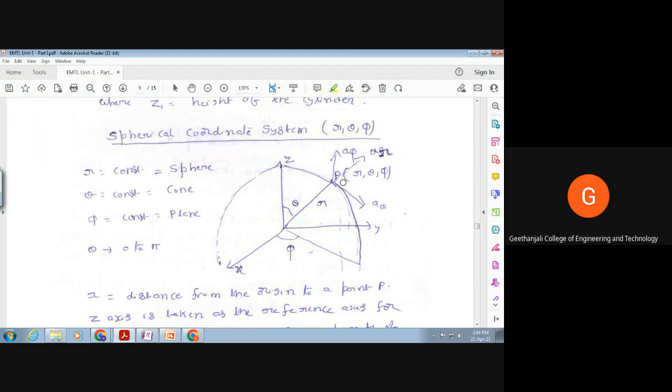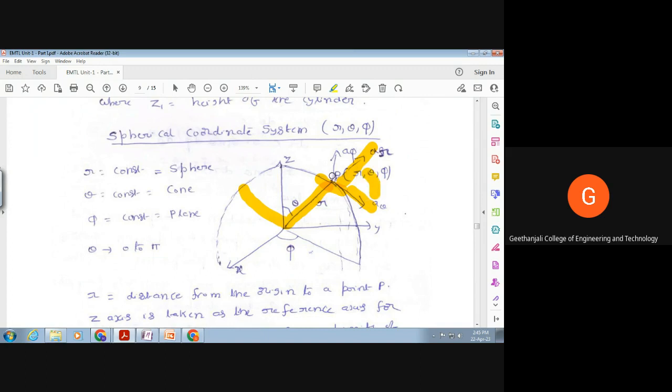This is a_r. Perpendicular to the curved surface is a_r. What is a_theta? This is the cone. At this point, for that part of the cone surface, drop a perpendicular. This is a_theta. Now, with respect to the spherical surface, a_r is perpendicular, a_theta is tangential. So, the angle between a_r and a_theta is going to be 90 degrees.